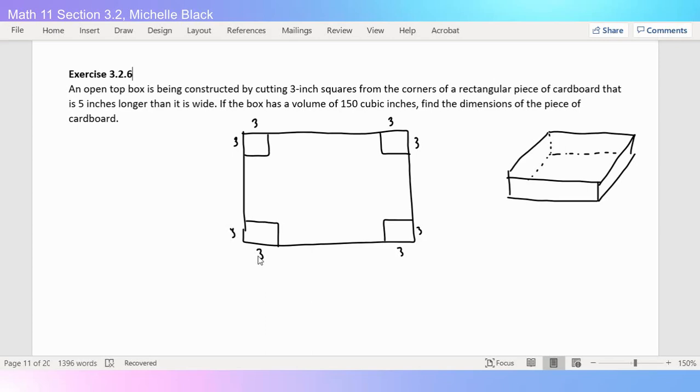I also know that the box is 5 inches longer than it is wide. So I have a relationship between length and width, and my length depends on the width, right? Because it's 5 inches longer than it is wide. So I'm going to let my variable be my width, W, and I'm going to define my length in terms of W, and I know it's 5 inches longer than that.